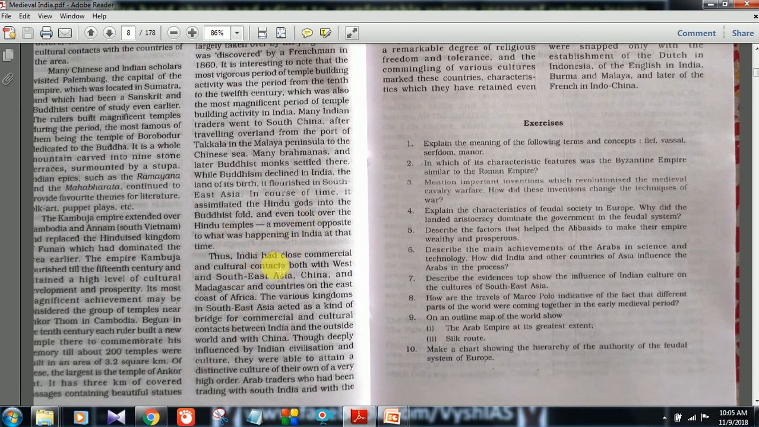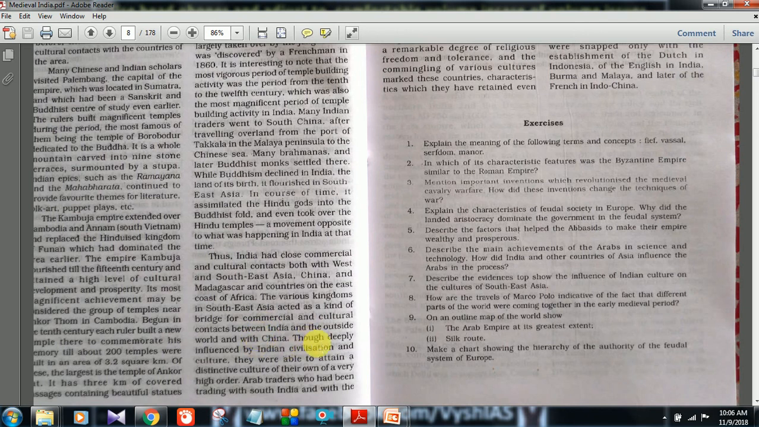Thus, India had close commercial and cultural contacts both with West and Southeast Asia. So this also UPSC will ask, the same statement. India had close commercial and cultural contacts with the West and East. So they'll ask you to elaborate, so you will have to write this full chapter. The various kingdoms in Southeast Asia acted as a kind of bridge for commercial and cultural contacts between India and the outside world, with China.